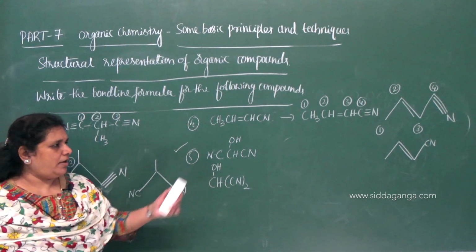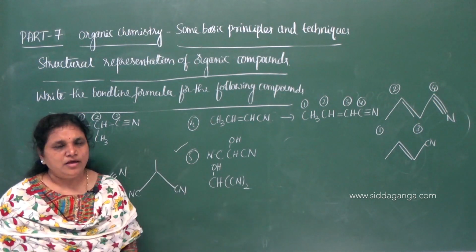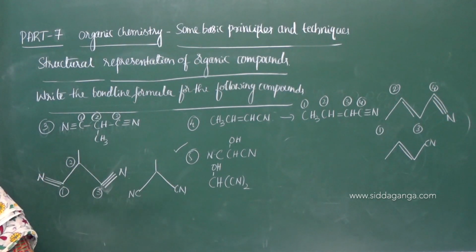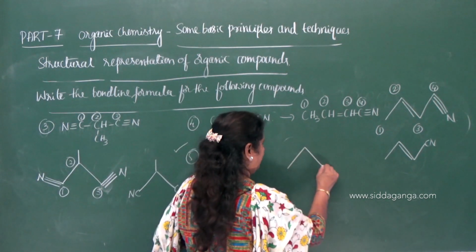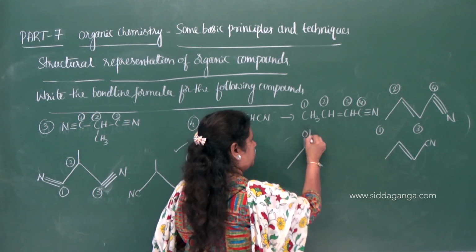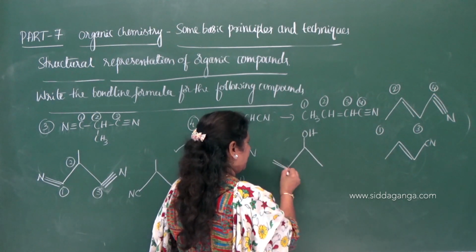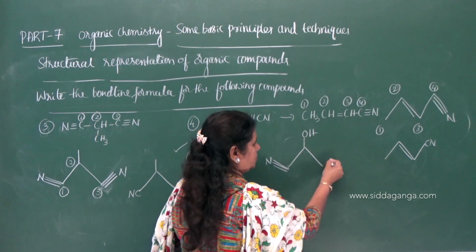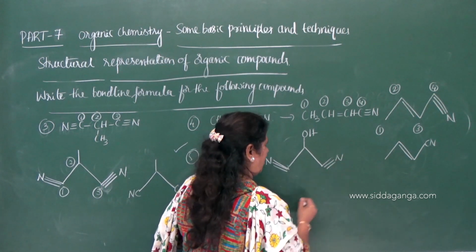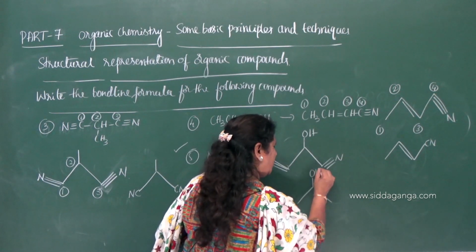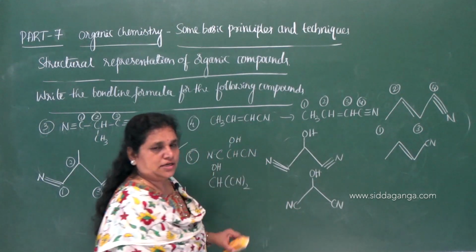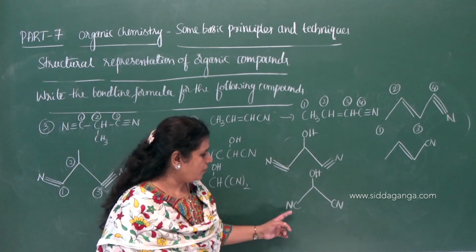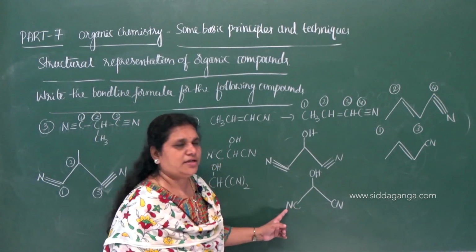Now you can write the molecular formula, the bond line formula for this compound. How to represent the bond line formula here? So 3 carbon atoms are there: 1, 2, 3. And here we have the OH group, and here the carbon is attached to nitrogen. If you are representing this cyanide group in this way, you must write the carbon.